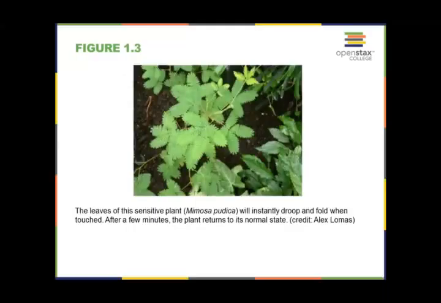This is an example of a plant here that is sensitive and going to respond to its environment. The leaves will actually fold up when you touch this plant.